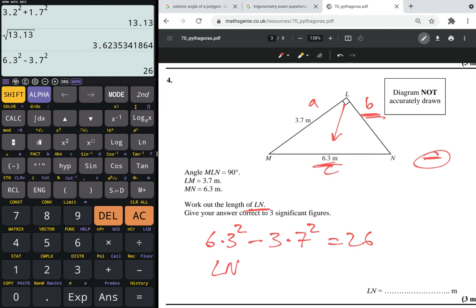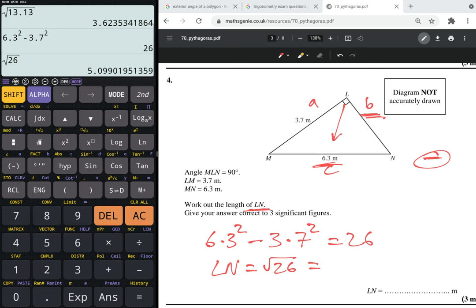So LN is the square root of 26, which is 5.099, which is to 3 significant figures. That's significant, that's significant, that's significant, and that's 5 or more. So that turns the 9 to 0 and the 0 to 1. So 5.10. Okay.